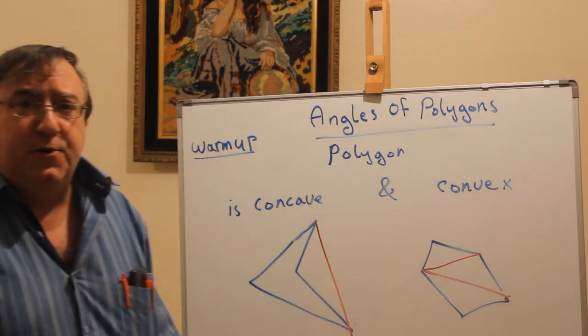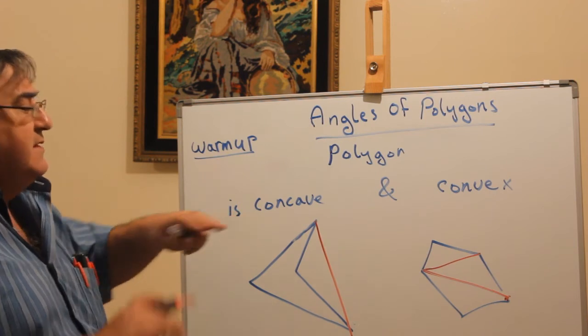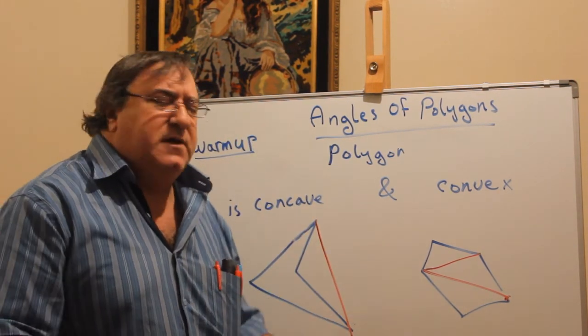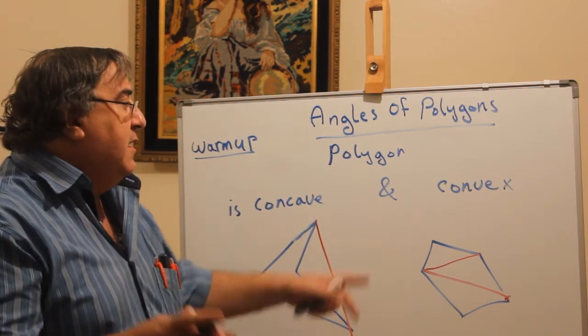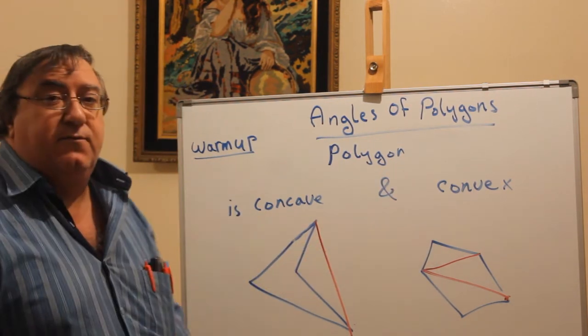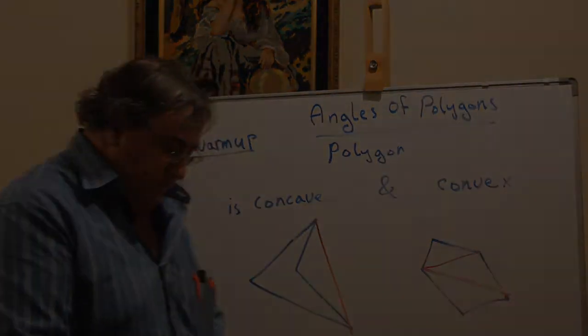There's a very important note. There's a word called regular polygon. Regular polygon means all the sides of the polygon are equal, whether it is triangle, quadrilateral, whatever it is. Once the sides are equal, the polygon is always convex. It cannot be concave. Once it is regular, we go to the last part of the warm-up.